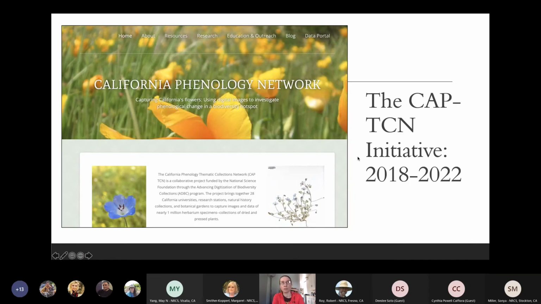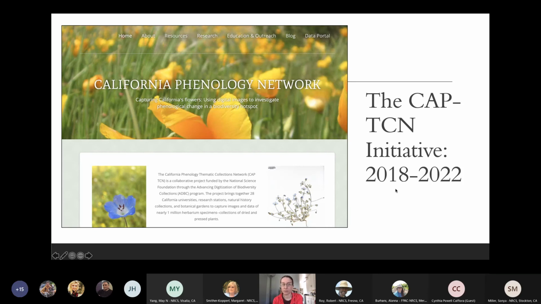So I mentioned that we're digitizing the Fresno State herbarium collections, which means we're taking pictures of them and uploading data about them into a database. And this is possible because we joined an NSF grant called the CAP TCN Initiative. This is a big network of 28 different California herbaria that are scattered all across the state. It's called the California Phenology Network. And the whole impetus behind the grant is to look at phenological change in plants in California, because our California floristic province, most of California and into Baja California, is actually a biodiversity hotspot.